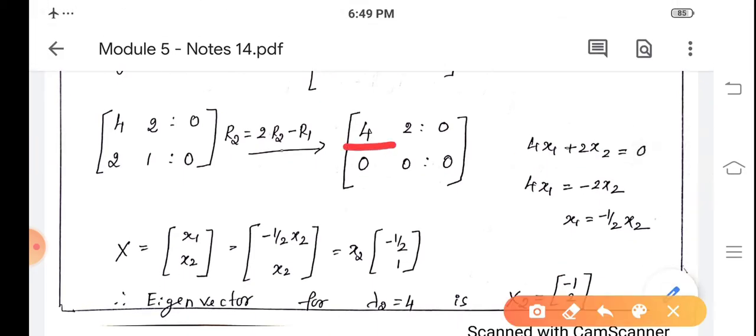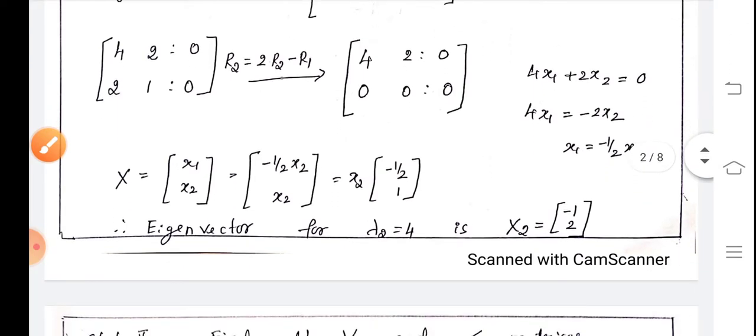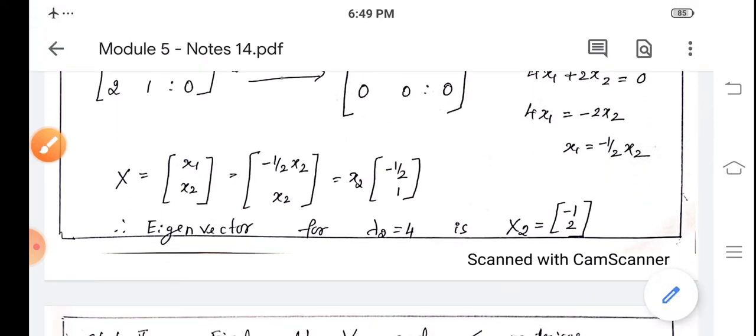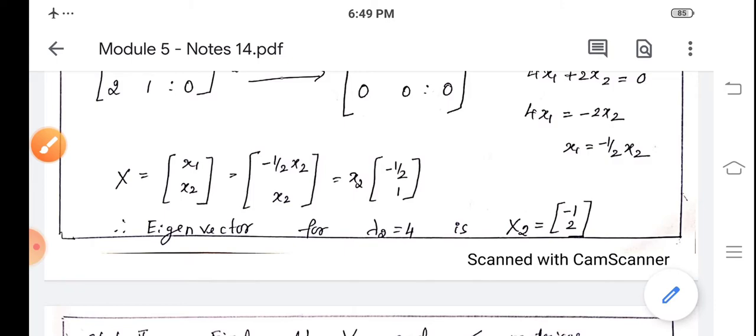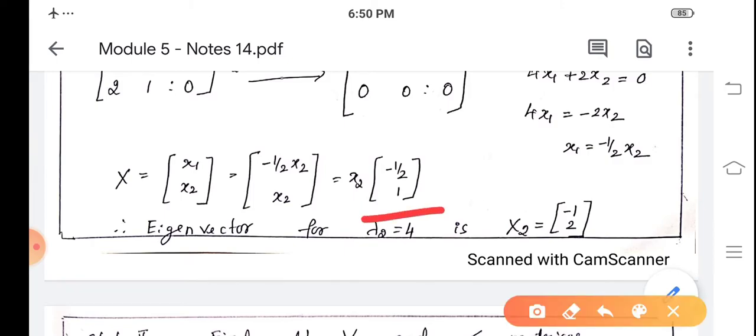Here x1 is a pivot element, so x1 is a pivot variable. We write the equation for x1 in terms of the free variable, that is x1 equal to minus 1 by 2 x2. So vector x is (x1, x2), where x1 is minus 1 by 2 x2. So it is (minus 1 by 2 x2, x2), or x2 times (minus 1 by 2, 1). Any non-zero multiple of (minus 1 by 2, 1) is an eigenvector for lambda equal to 4.